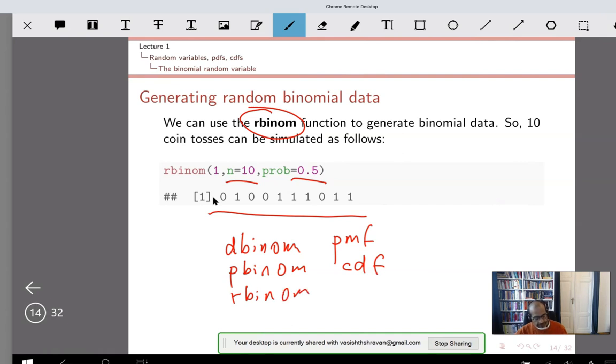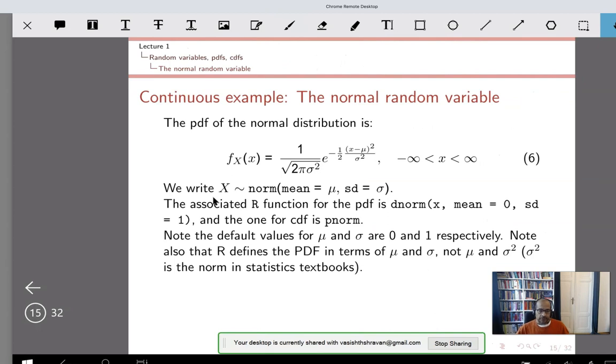Okay, so these are three important tools that we have for understanding the binomial random variable. Okay, we will need this later on. Now I want to turn to the continuous case.